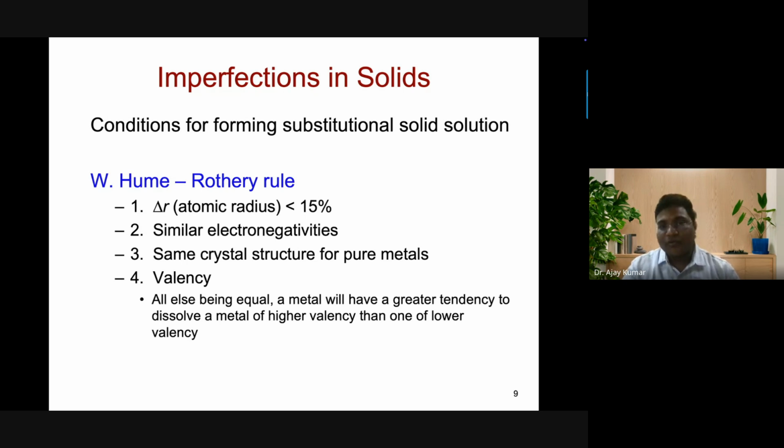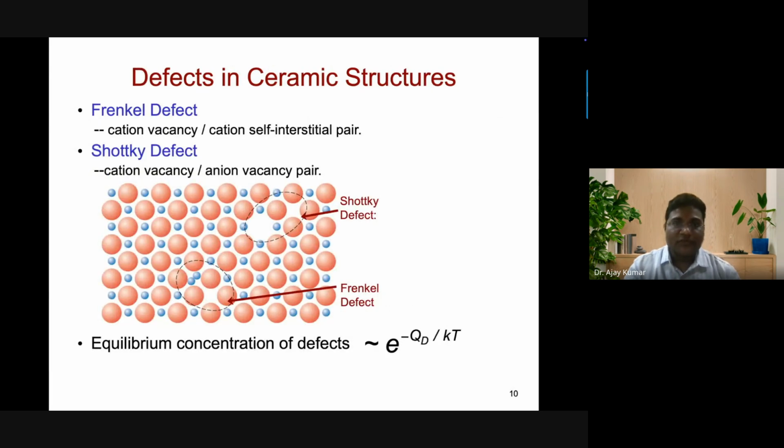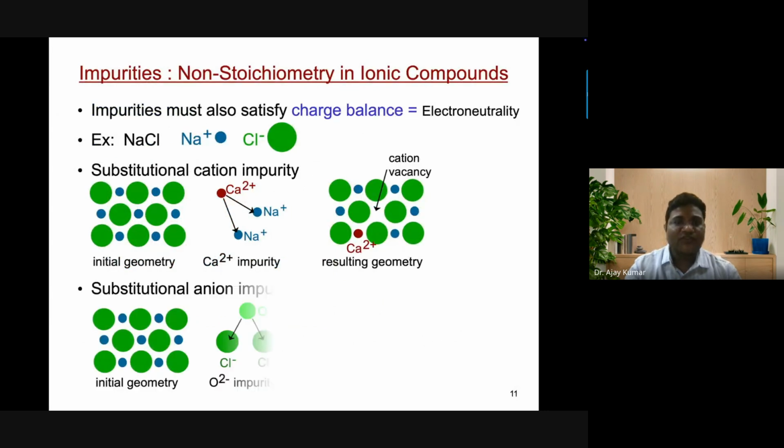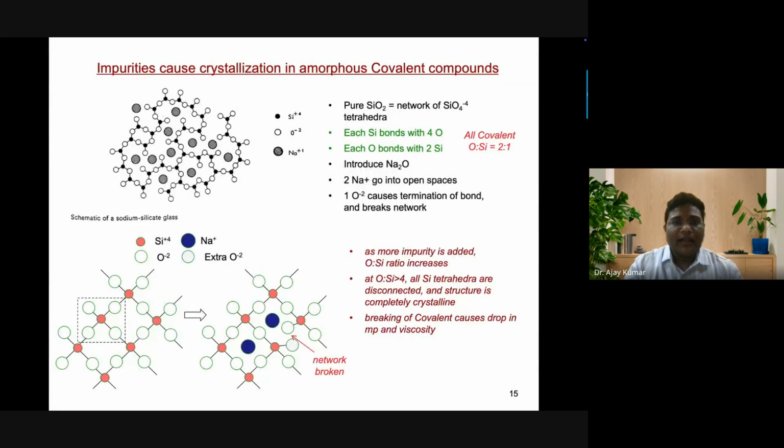You should be aware about these Hume-Rothery rules, where the atomic radius difference should be less than 15%, with similar electronegativities, the same crystal structure and valency. So these four rules you should be aware of. And then we also have defects in ceramics. So you will be aware about the Schottky and Frenkel defects. So I will skip this.